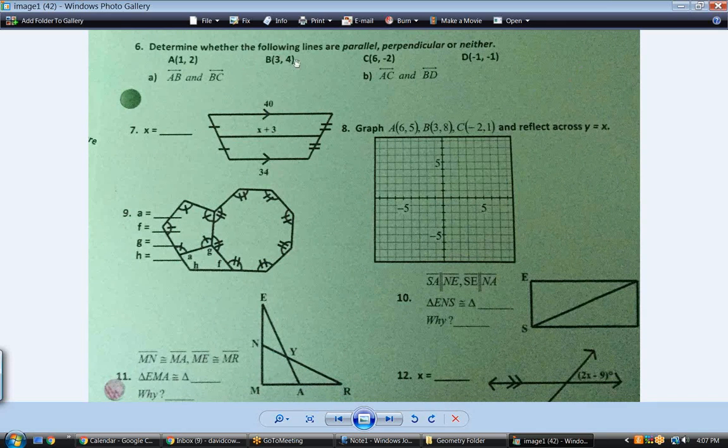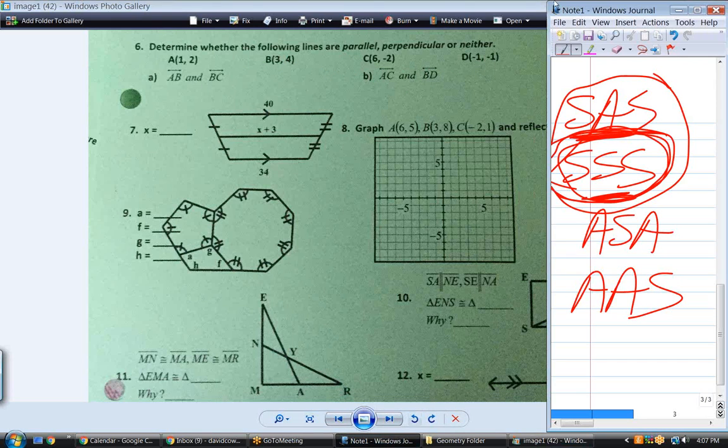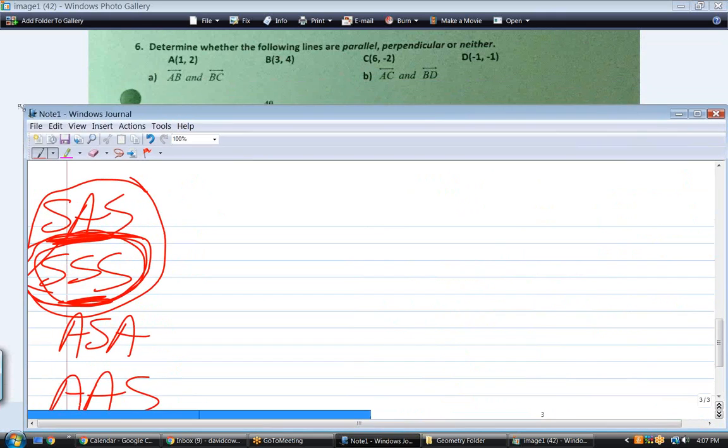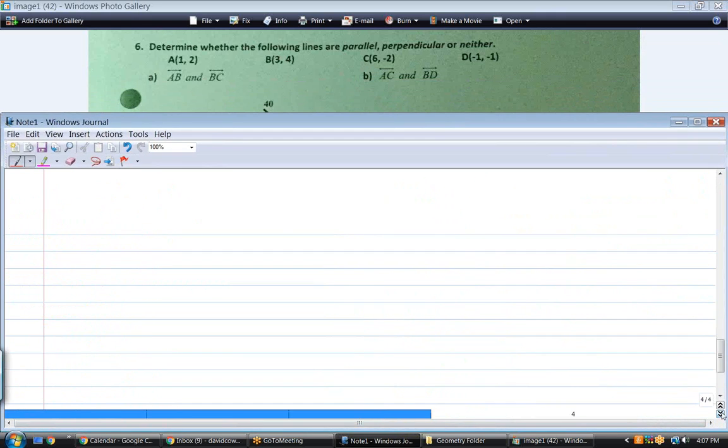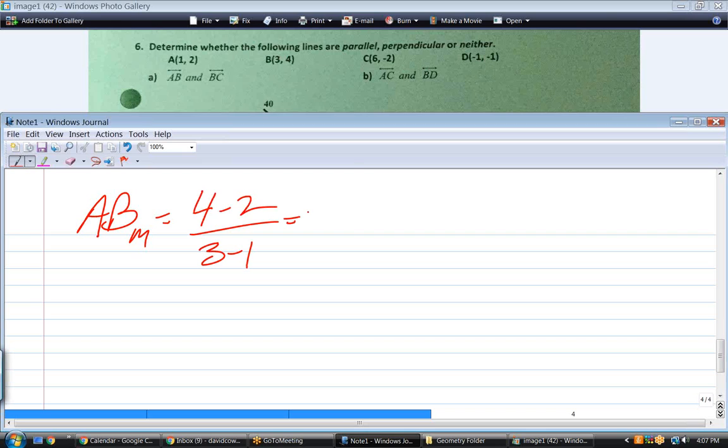Okay. This is similar to what we've spent some time on already today. Let's just do AB and BC. What's the slope on AB? So for AB, that would be 4 minus 2, and 3 minus 1. What does that become? 2 over 2. And then that equals 1.